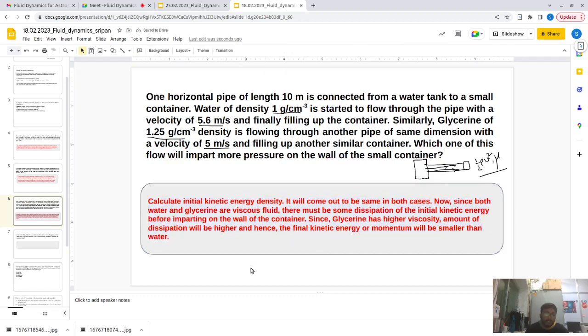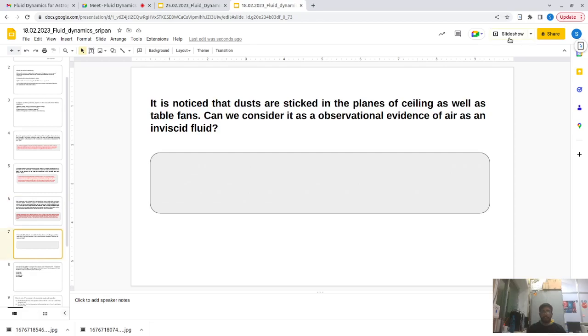So first of all, we need to calculate the kinetic energy density, and it will come out to be the same in both cases in this question. Now since both water and glycerin are viscous fluids, there must be some dissipation of the initial kinetic energy before imparting on the wall of the container. Since glycerin has higher viscosity, the amount of dissipation will be higher, and hence the final kinetic energy or momentum will be smaller than water. So yeah, now let's move on to the next question.